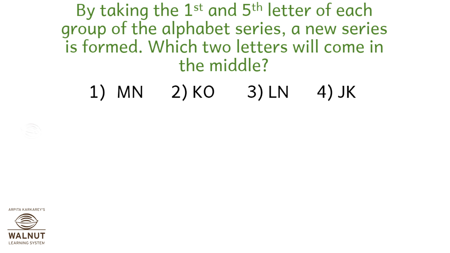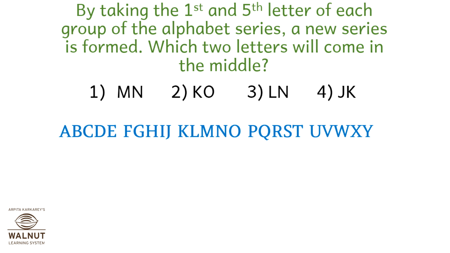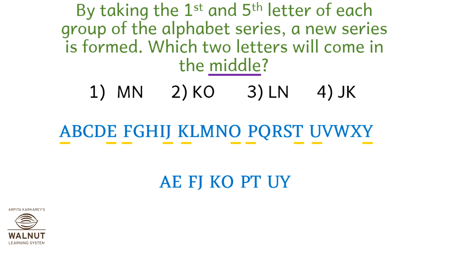By taking the first and fifth letter of each group of the alphabet series, a new series is formed. Which two letters will come in the middle? The series is given below. Let's take the first and the fifth letter from the given series. So it's AE, FJ, KO, PT, and UY. Let's write it down. Now, which are the middle two letters? They are KO. So the correct answer is option 2.